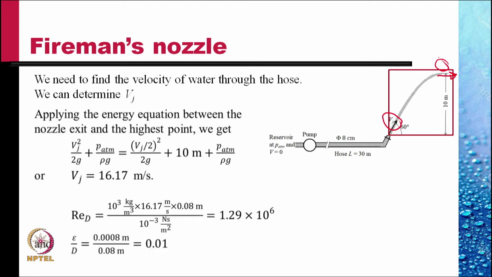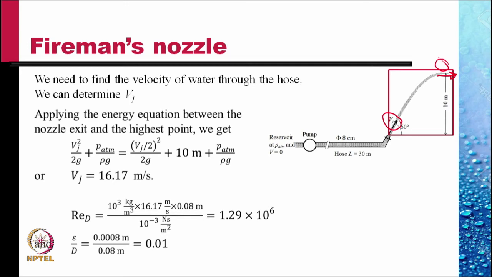We can calculate the Reynolds number through the hose based on the diameter of the hose, which is 80 millimeters, 8 centimeters, and this Reynolds number comes out to be 1.29 into 10 to the power 6. And given the epsilon and D, we can find out the relative roughness parameter as 0.01.